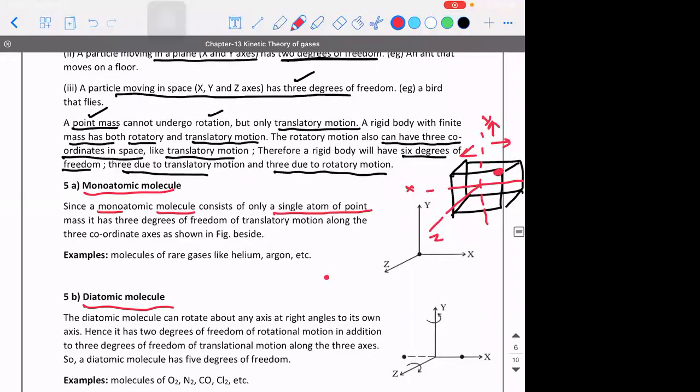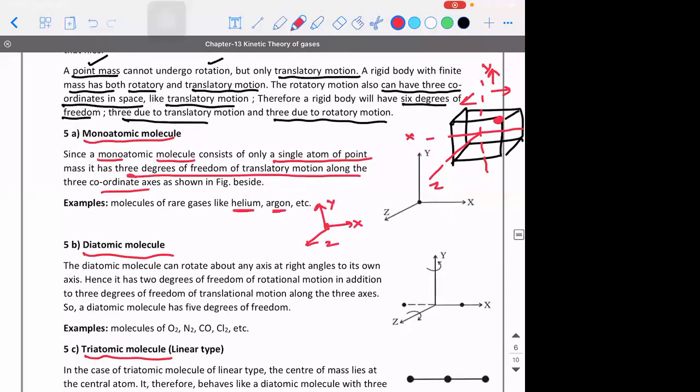It will have 3 degrees of freedom. Means this particle can move along x direction or y direction or z direction. It has 3 degrees of freedom of translatory motion along the 3 coordinate axes as shown. So the examples that we can see as monatomic are helium, argon. These exist as monatomic molecules, right?